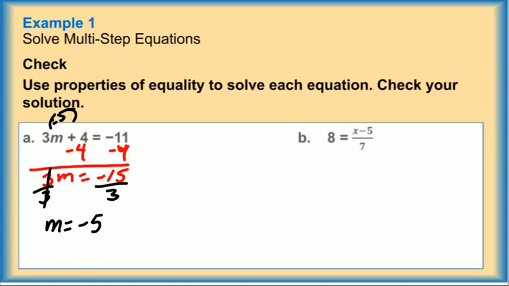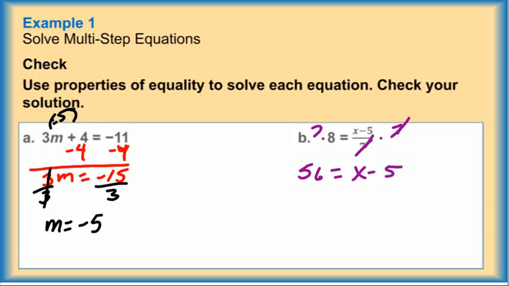Question B. I have a fraction here and I do not want a denominator, so I multiply by the denominator on both sides to get rid of any fractions that I have. So 7 divides out with 7 here, and I'm left with 7 times 8, which is 56, equaling x minus 5.